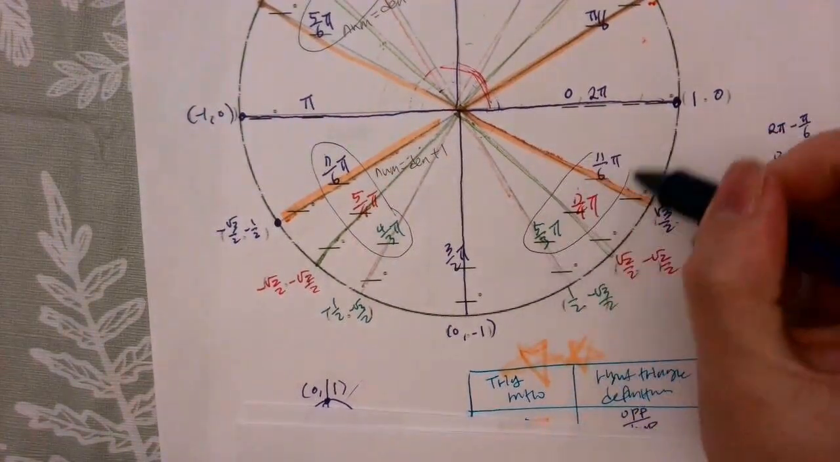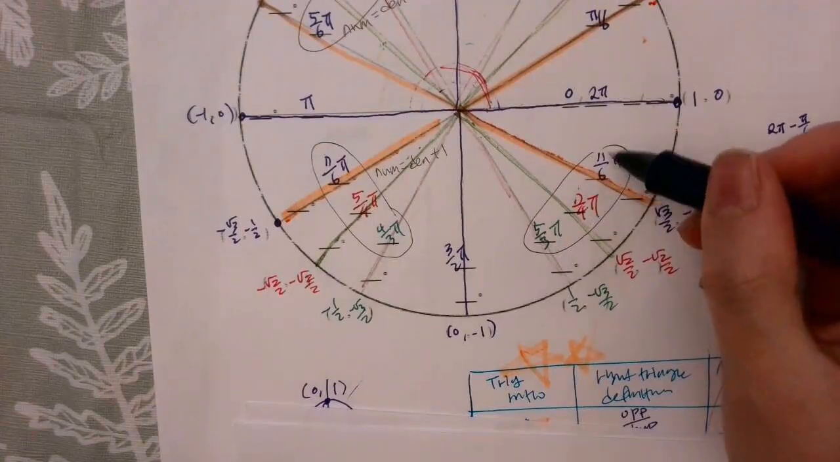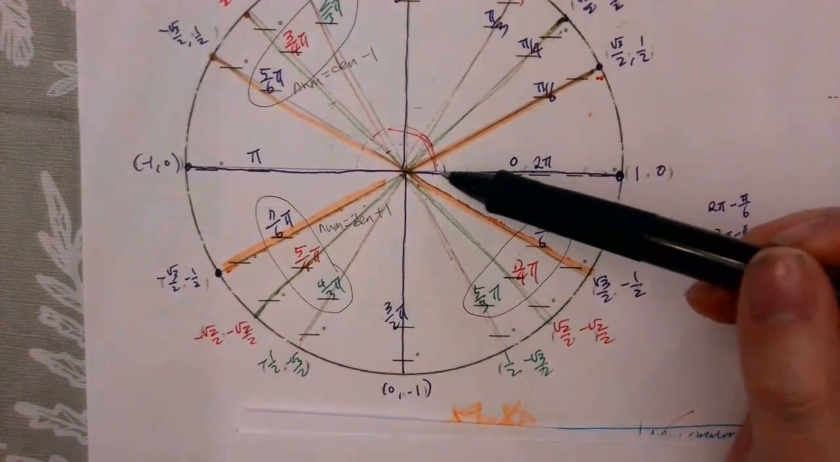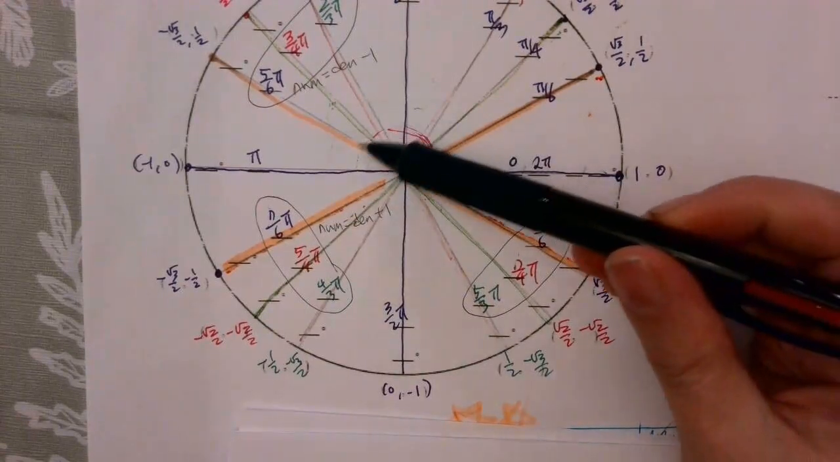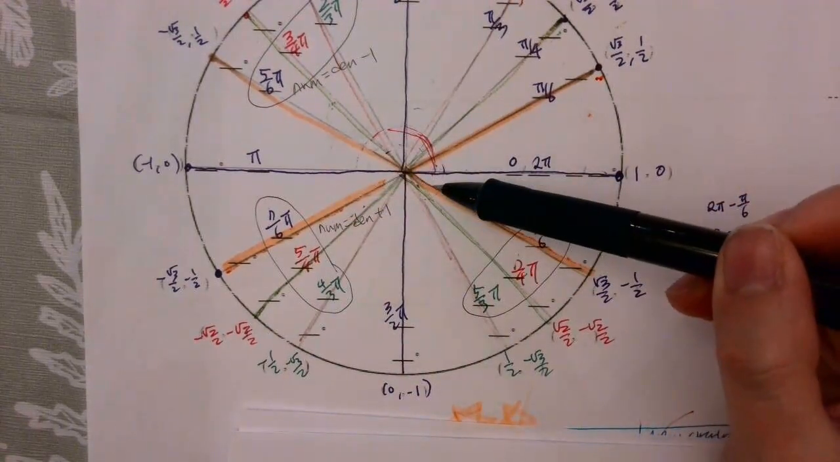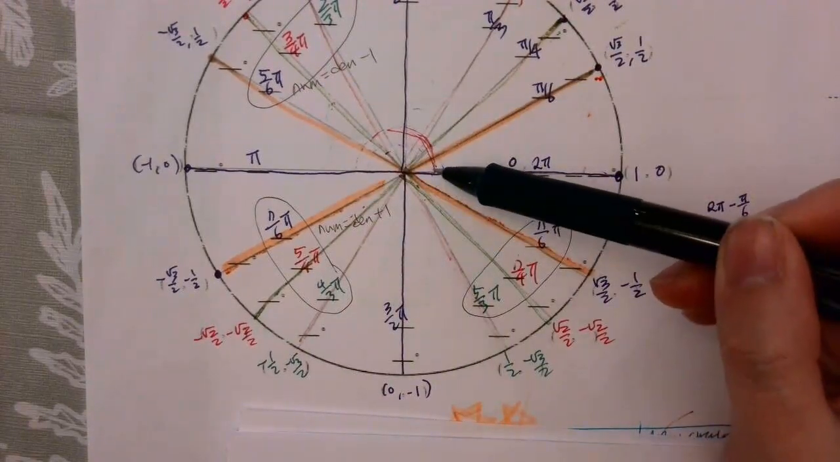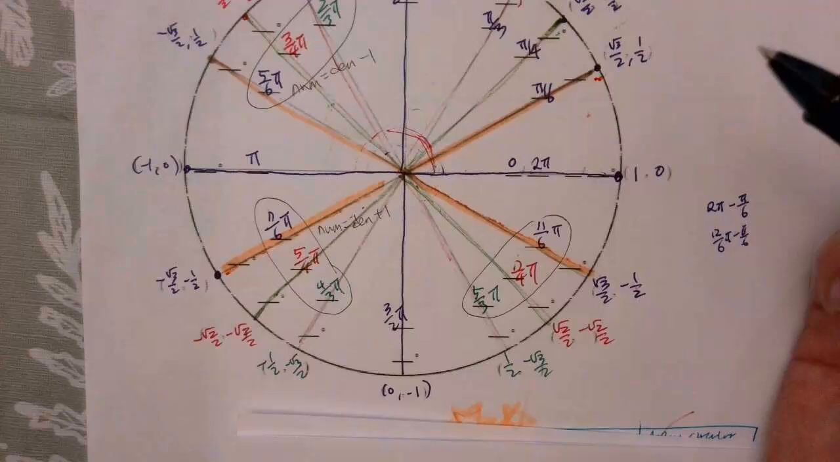What about the fourth quadrant? 5/3, 7/4, 11/6. That was the hardest one when we were trying to figure it out last class. And that was what? 1 full circle, 2 pi minus 1/6 pi. 2 pi minus 1/4 pi. 2 pi minus 1/3 pi.